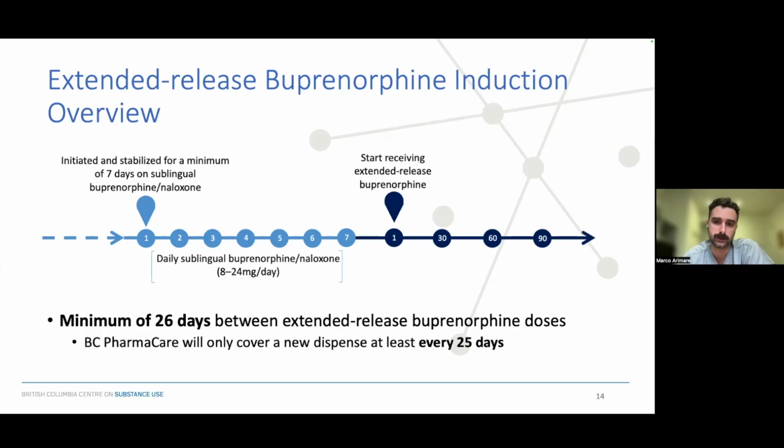So for a typical induction, patients should be stabilized on 8 to 24 milligrams for a minimum of 7 days before transitioning to extended release buprenorphine. That's as per the product monograph. Generally we prescribe an initial dose of 300 milligrams, and at least 26 days after the initial dose, we administer a second dose. Depending on patient circumstances, the subsequent dosing of extended release buprenorphine may vary, but typically given every month. Next slide.